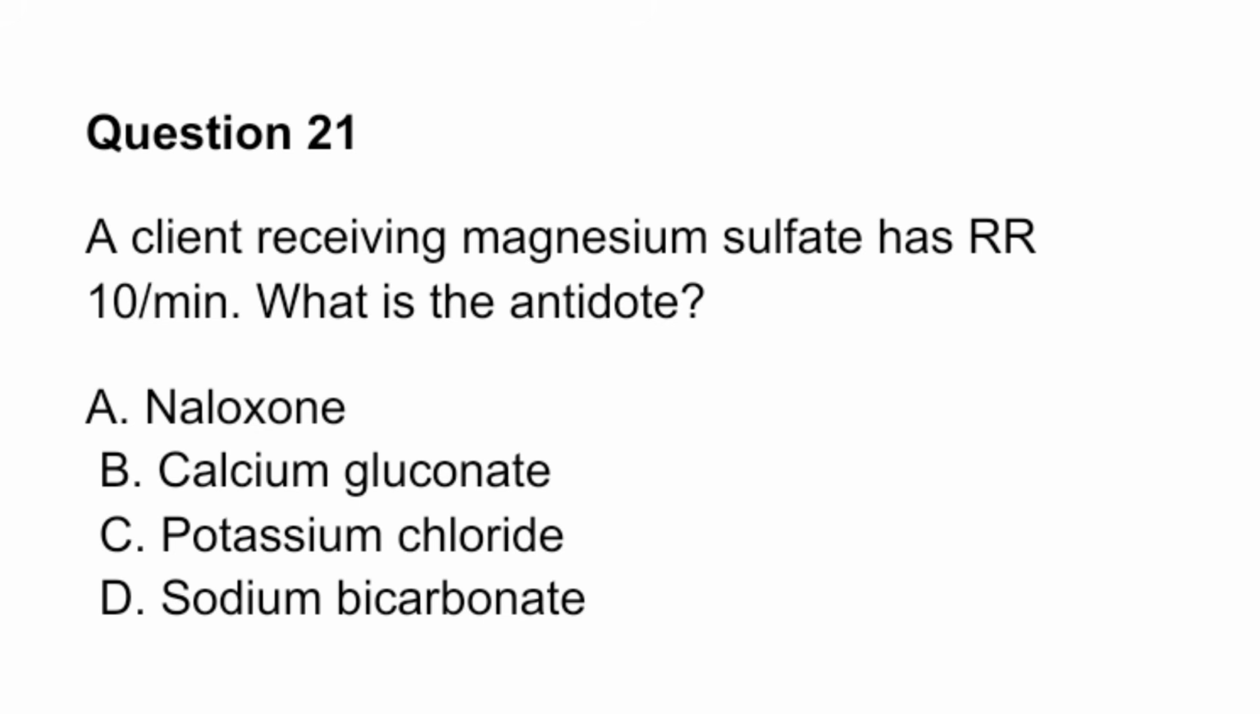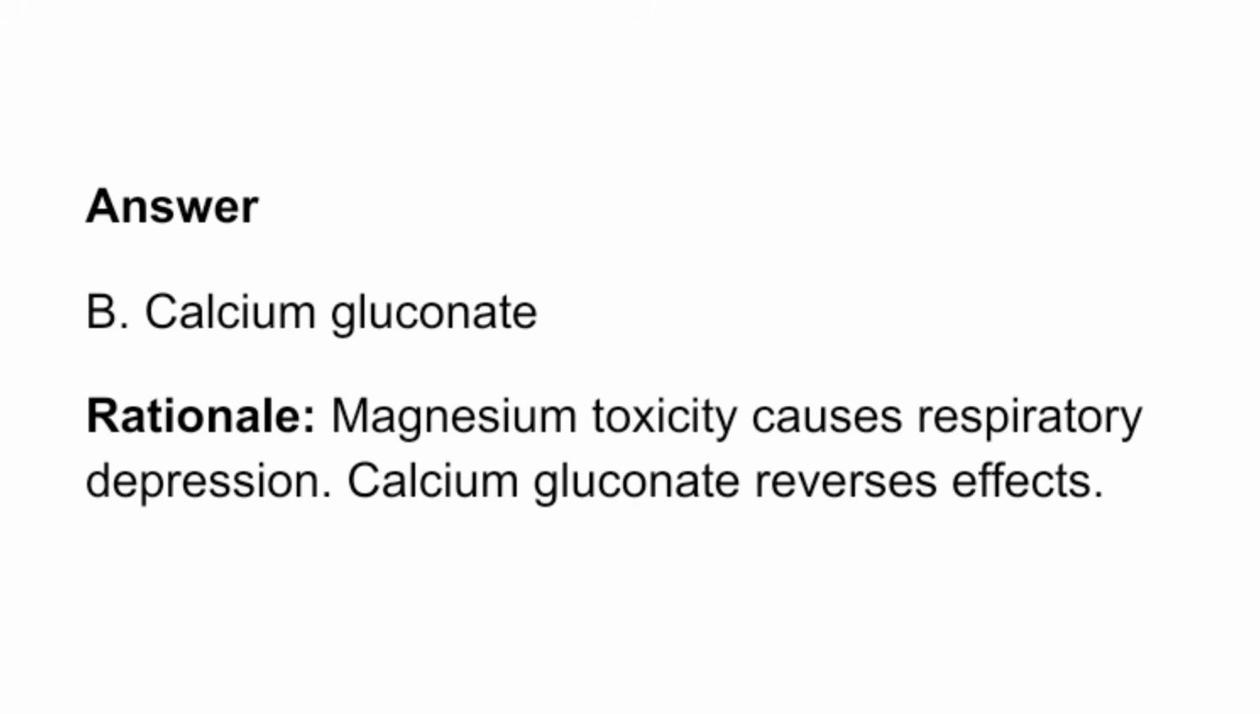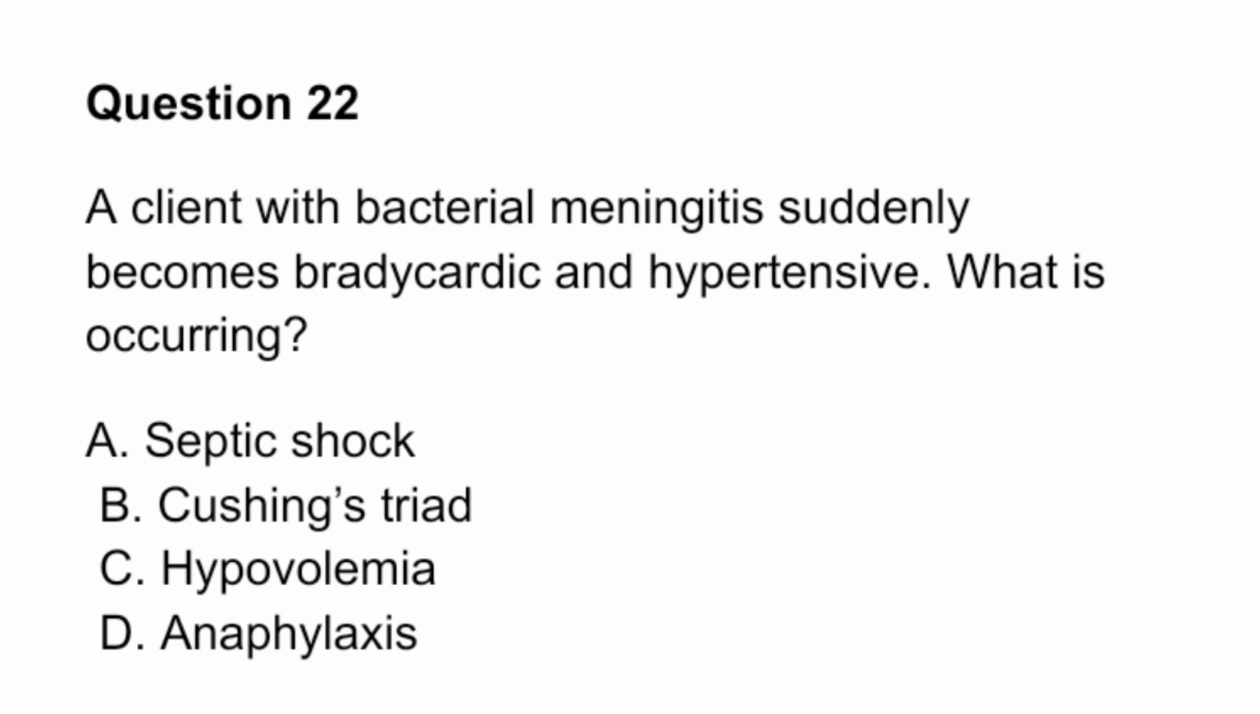Question 21. A client receiving magnesium sulfate has RR 10 per minute. What is the antidote? A. Naloxone. B. Calcium gluconate. C. Potassium chloride. D. Sodium bicarbonate. Answer. B. Calcium gluconate. Rationale. Magnesium toxicity causes respiratory depression. Calcium gluconate reverses effects.